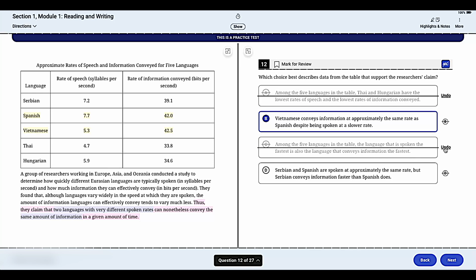Again, that's against the claim, so we wouldn't even need to look at the chart. Serbian and Spanish are spoken at the same rate, but Serbian conveys information faster than Spanish does. So that's kind of the opposite of what we were looking at. We do have a close rate. It's not super close, but then the rate of information conveyed is different. So that's kind of the opposite of what we were looking for. So again, that would be out.